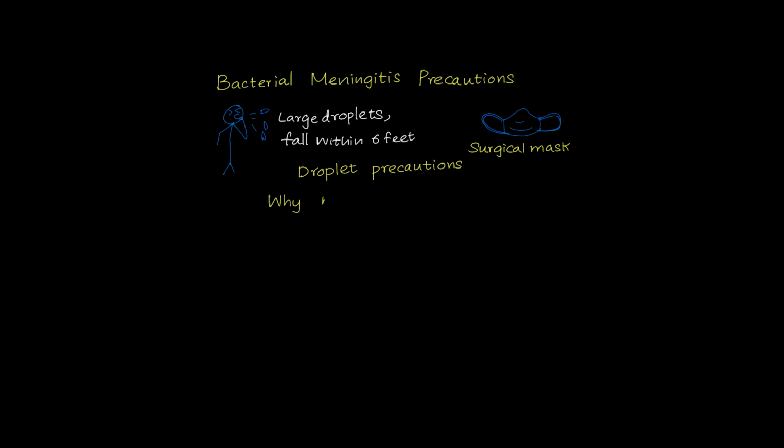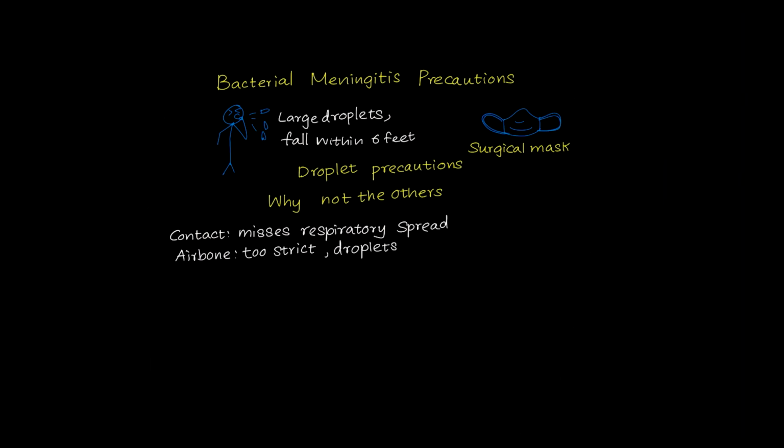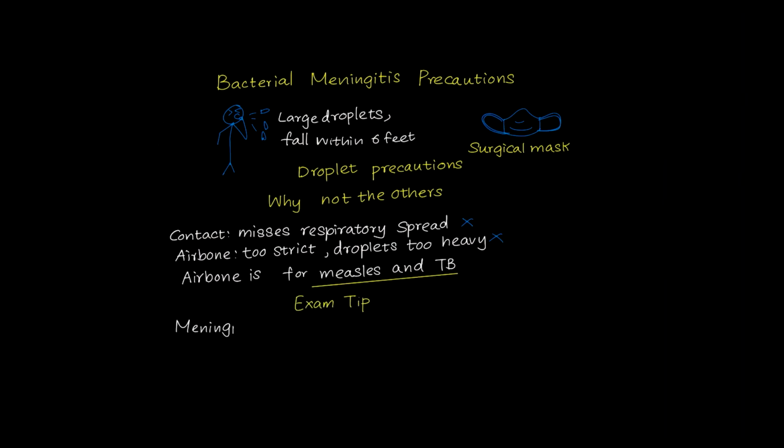Airborne precautions with negative pressure and N95 are overkill for meningitis because the droplets are too heavy to float long distances. Reserve airborne for the small particle diseases like measles and TB. Standard precautions cover hand hygiene but never add the mask needed here. Keep it droplet, keep it simple.